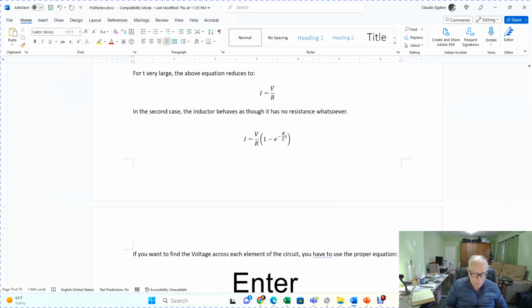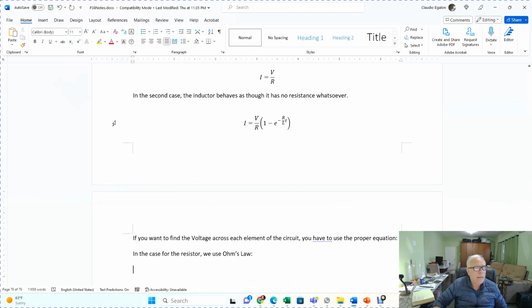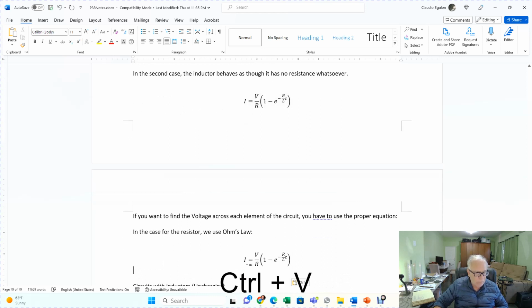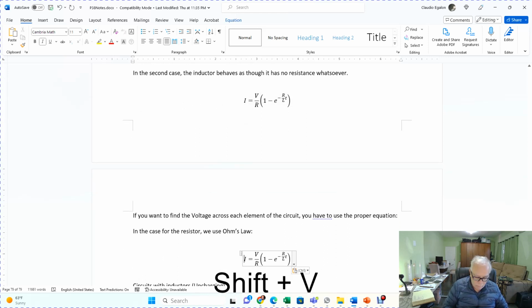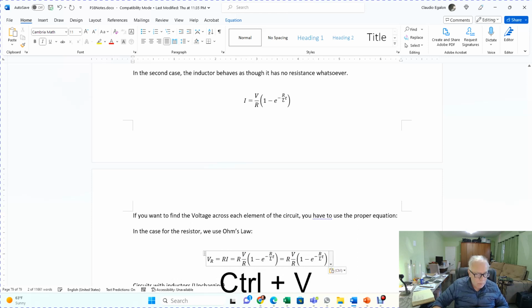In the case for the resistor, we use Ohm's law, which you already know. V of the resistor is Ri. So all you gotta do is multiply that by R, this equation, and we end up just with V. Okay.